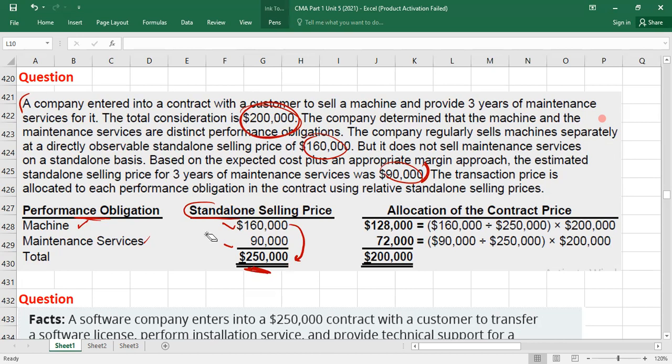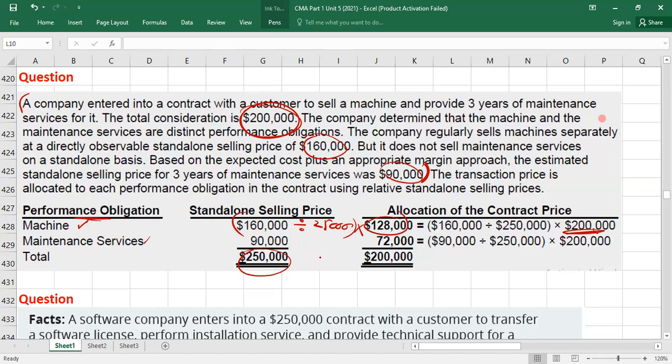Otherwise, I can allocate this way. 160 divided by total. What was the total of market value? 250. This will give you a fraction. And then I will multiply with the transaction price. What was the transaction price? $200,000. Automatically, the amount will be allocated. How much will the amount be? 128,000. It was 64%.